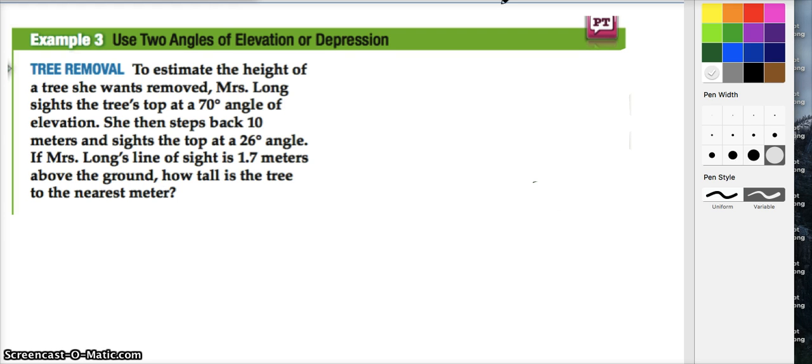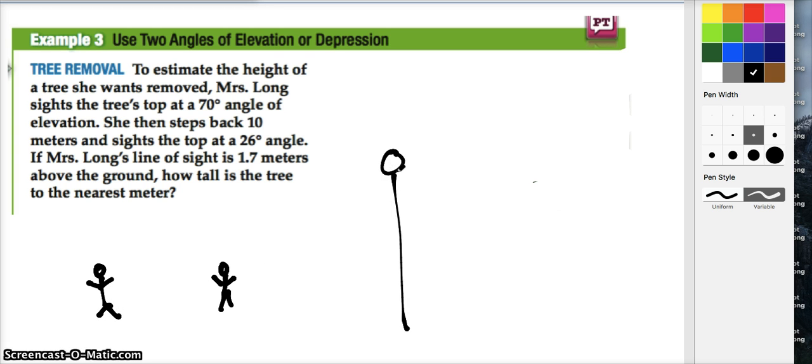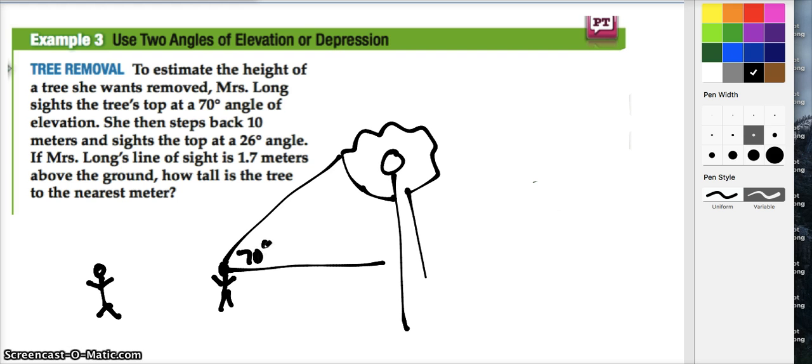So as I think about this, I see two triangles stacked on top of each other. One is where Mrs. Long is here, and the other one is where she's 10 meters away. So the tree is here, because this is what trees look like, and that's 70 degrees. And then over here, she steps back, that's 26 degrees. And all we have in terms of this width is that this is 10, and we know that.